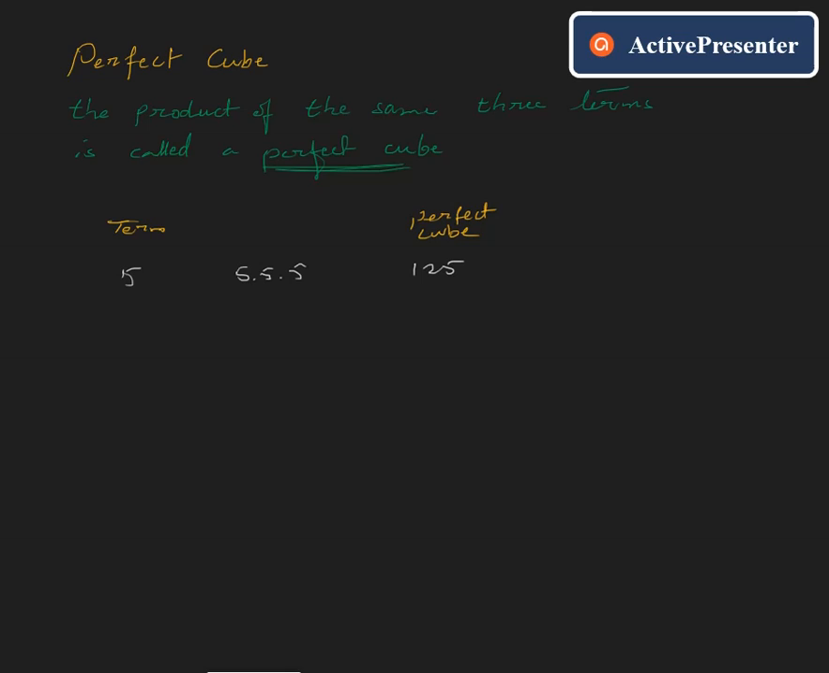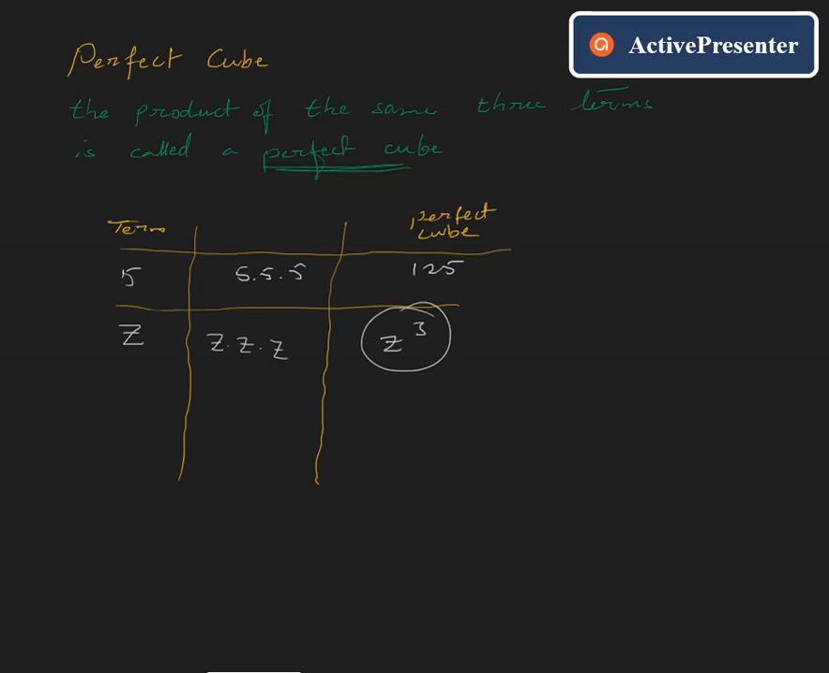If we take another example, let's say we have z. If you multiply it by itself 3 times, z multiplied by z multiplied by z, the product of this is z cubed. This is a perfect cube. z cubed is a perfect cube. 125 is a perfect cube.